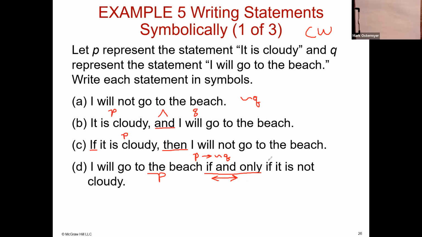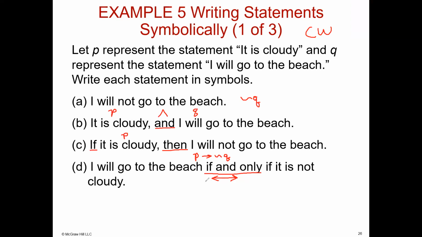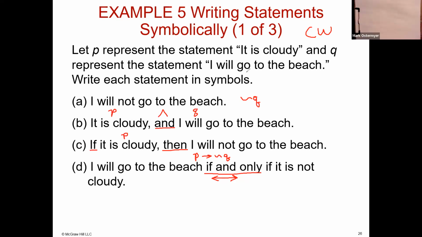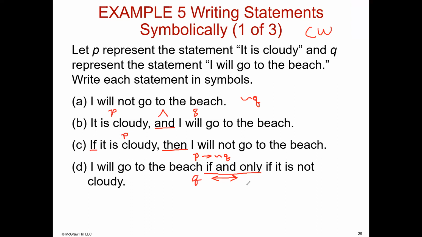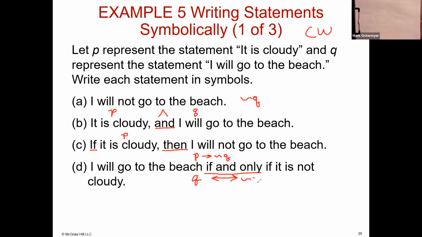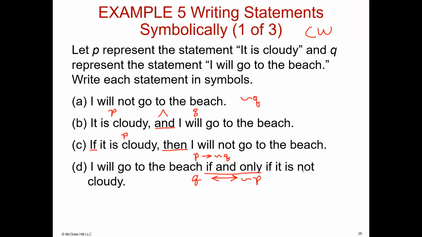I'm sorry, wait a minute, hold on a second here. We don't have this right. I have this mixed up. It's Q, arrow both directions, tilde P. I will go to the beach was statement Q, correct? So we should have statement Q, if and only if not cloudy, which is the negation of statement P. So you'd have the tilde and the P there. So Q, if and only if not P, correct? Yes. That's the symbolism we use.